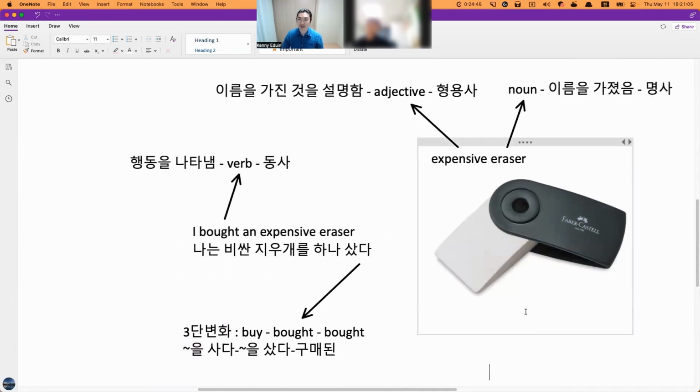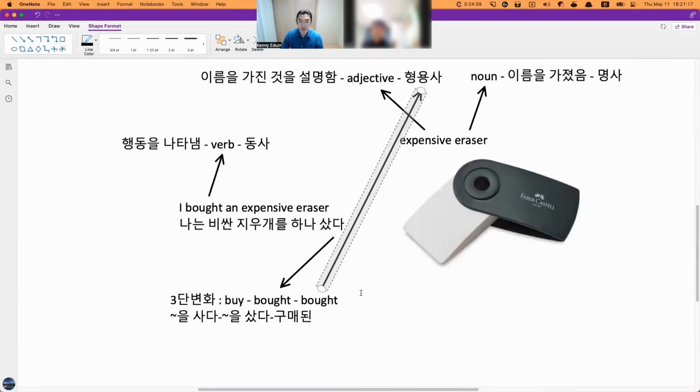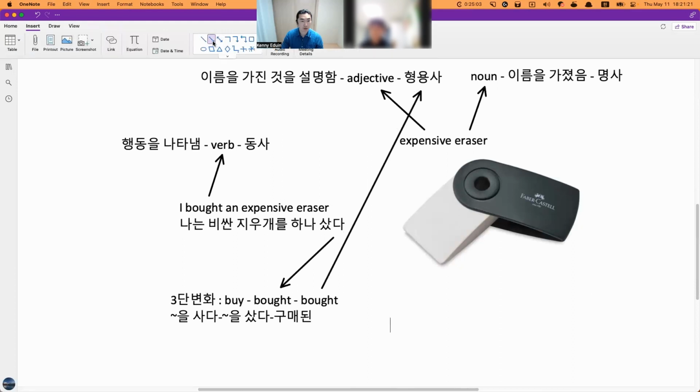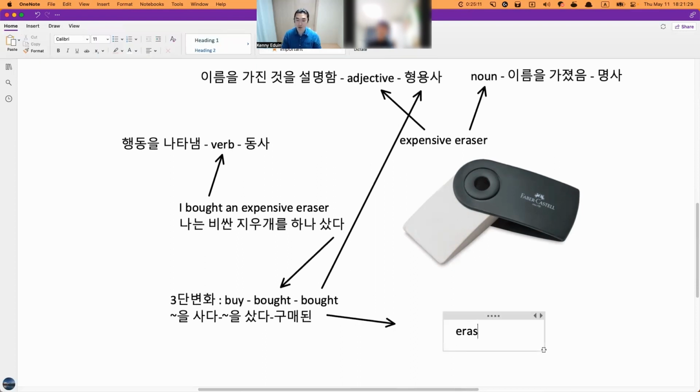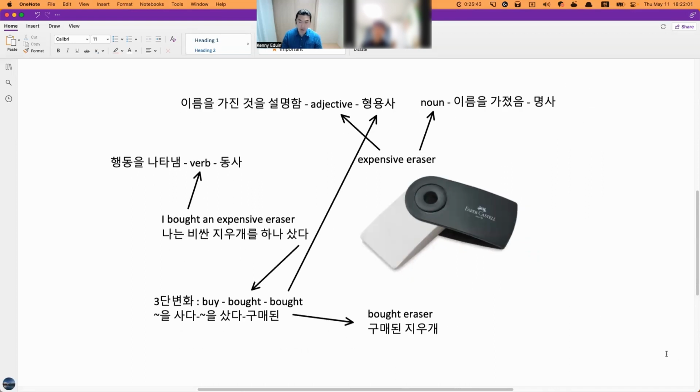Okay, that's how it works. And bought, that goes all the way to the 형용사 part. Why is that? It's because, what is eraser? Eraser is 두 개. Okay. But what about then bought eraser? 두 개를 샀다? No. I said it's adjective. Bought, 2개가 구매됐다. No, 구매. That's why I said it's adjective too. Okay, this is the big picture. That's how English works.